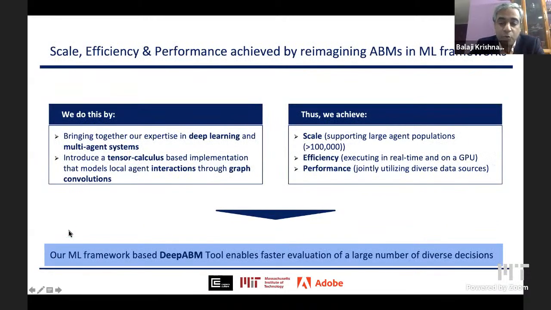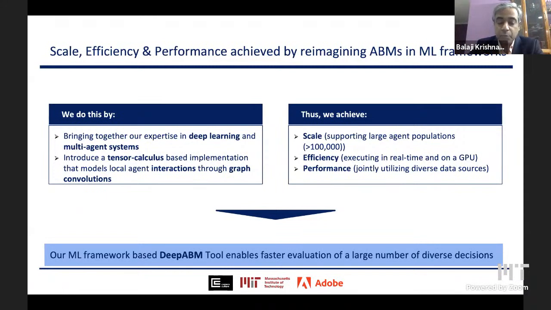And this is exactly what the MIT Adobe team has done. Right? So what we have done is that we took ABMs and reimagined them in modern machine learning frameworks. We took the local interactions of agents in an ABM and modeled them through what are called graph convolutions, and implemented them using tensor calculus.